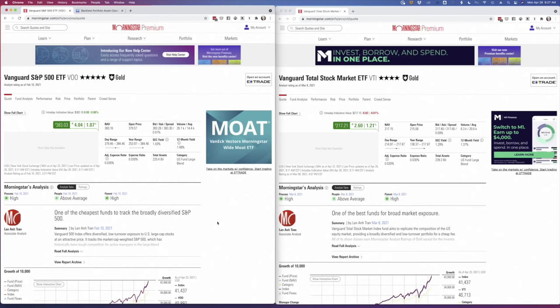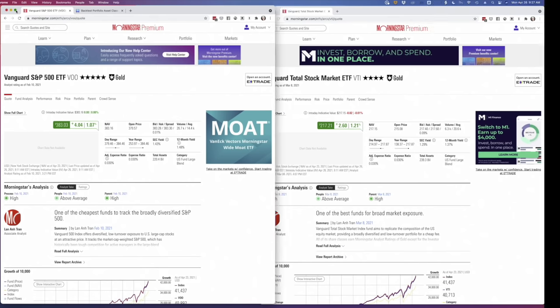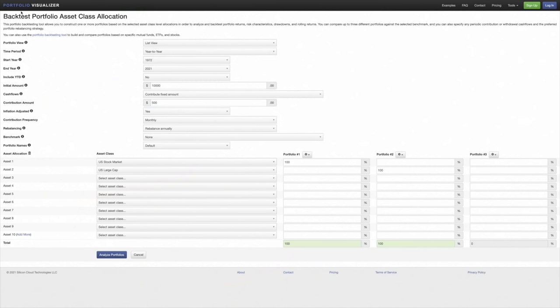Now, what really matters, I think, is performance, right? Which one performs better? So to figure that out, we're going to pop over to Portfolio Visualizer. This is a tool I've shown you in the past. It's a free tool. You can use it yourself. It's a great way to look at the performance over time of different portfolios. So I've set this up.